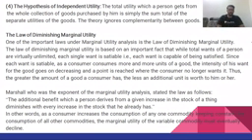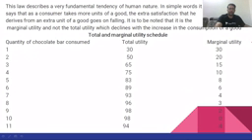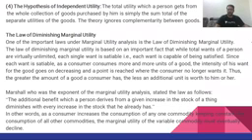Okay, the next one, we did this also yesterday. Go through this: the hypothesis of independent utility, the law of diminishing marginal utility. Please take about a minute more, go through this. Done? Okay, so this is where we stopped yesterday. We will continue with this now, the law of diminishing marginal utility. Let's start off.